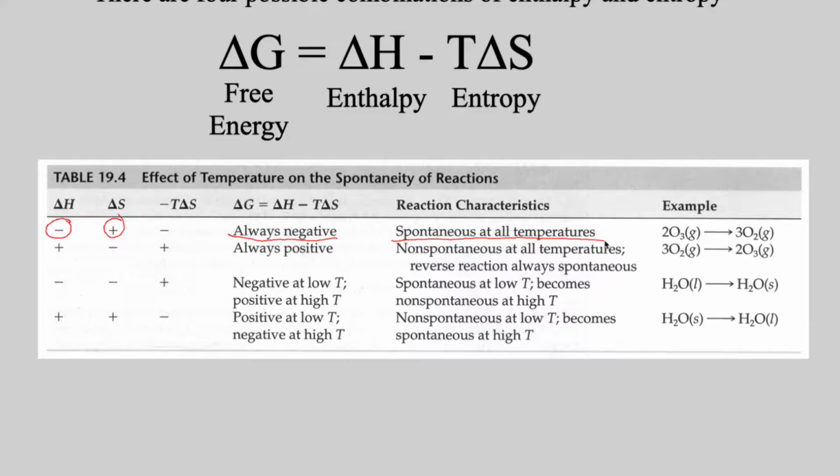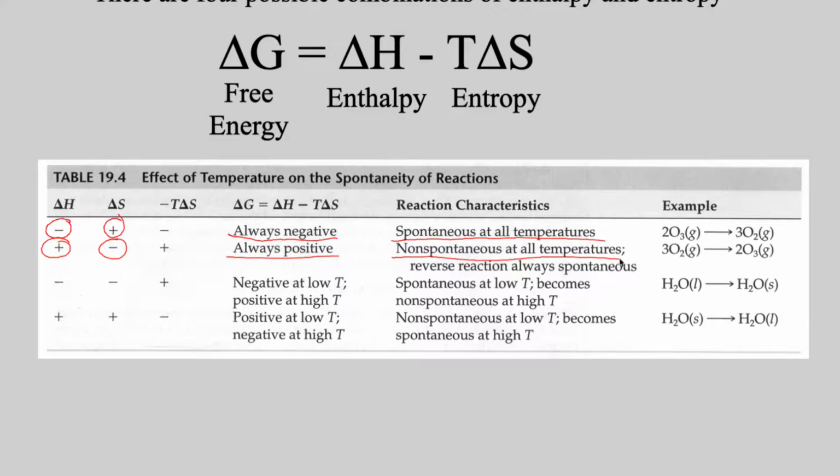Now let's look at the other end of the spectrum. Positive delta H does not favor spontaneity. Negative delta S does not favor spontaneity. Therefore, delta G will always be positive. As a result, it's always non-spontaneous in the forward direction regardless of temperature, but it's spontaneous in the opposite direction.